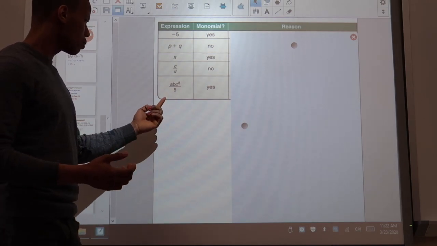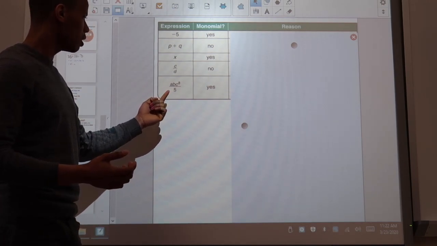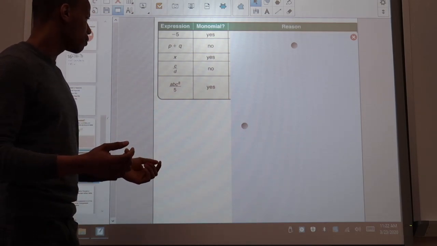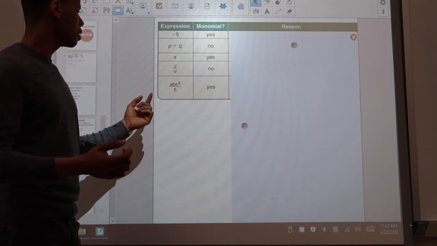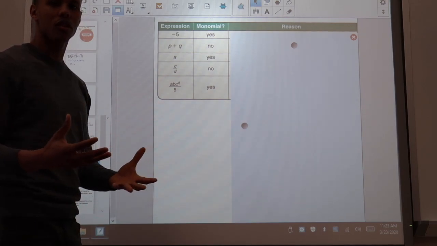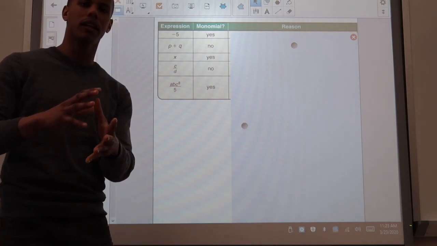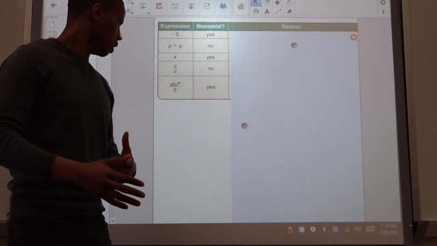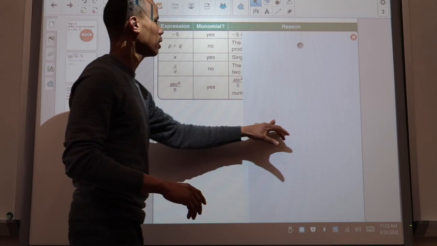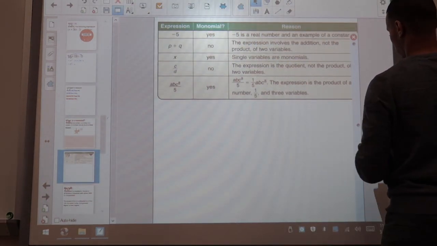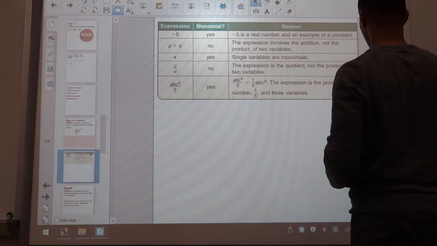And then the last one, a times b times c to the 8, divided by 5, that will be a monomial because that'll just give me a regular number. Think about 35. With 35, you can write that as 5 times 7. So it'd be pretty much the same idea. And then on the side is the reasons why.